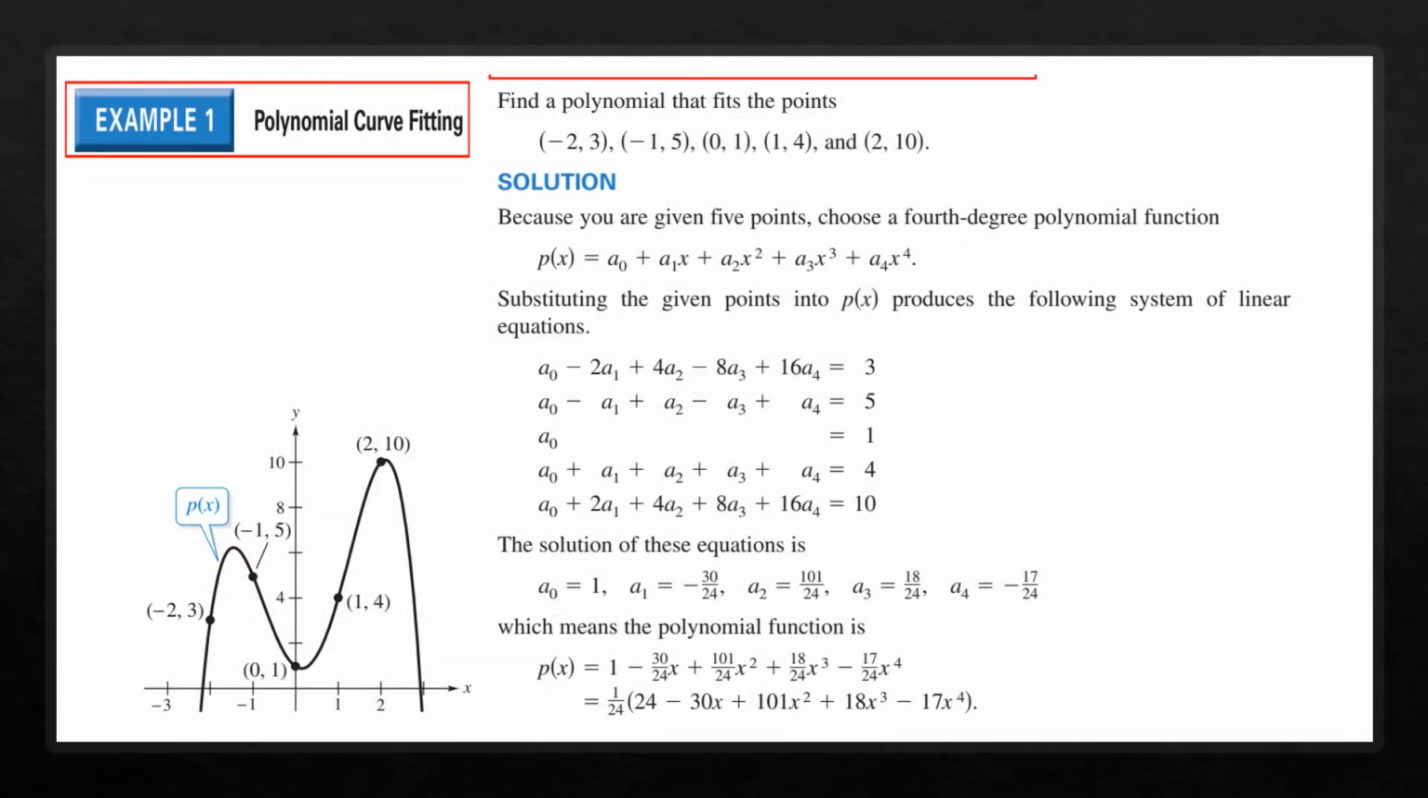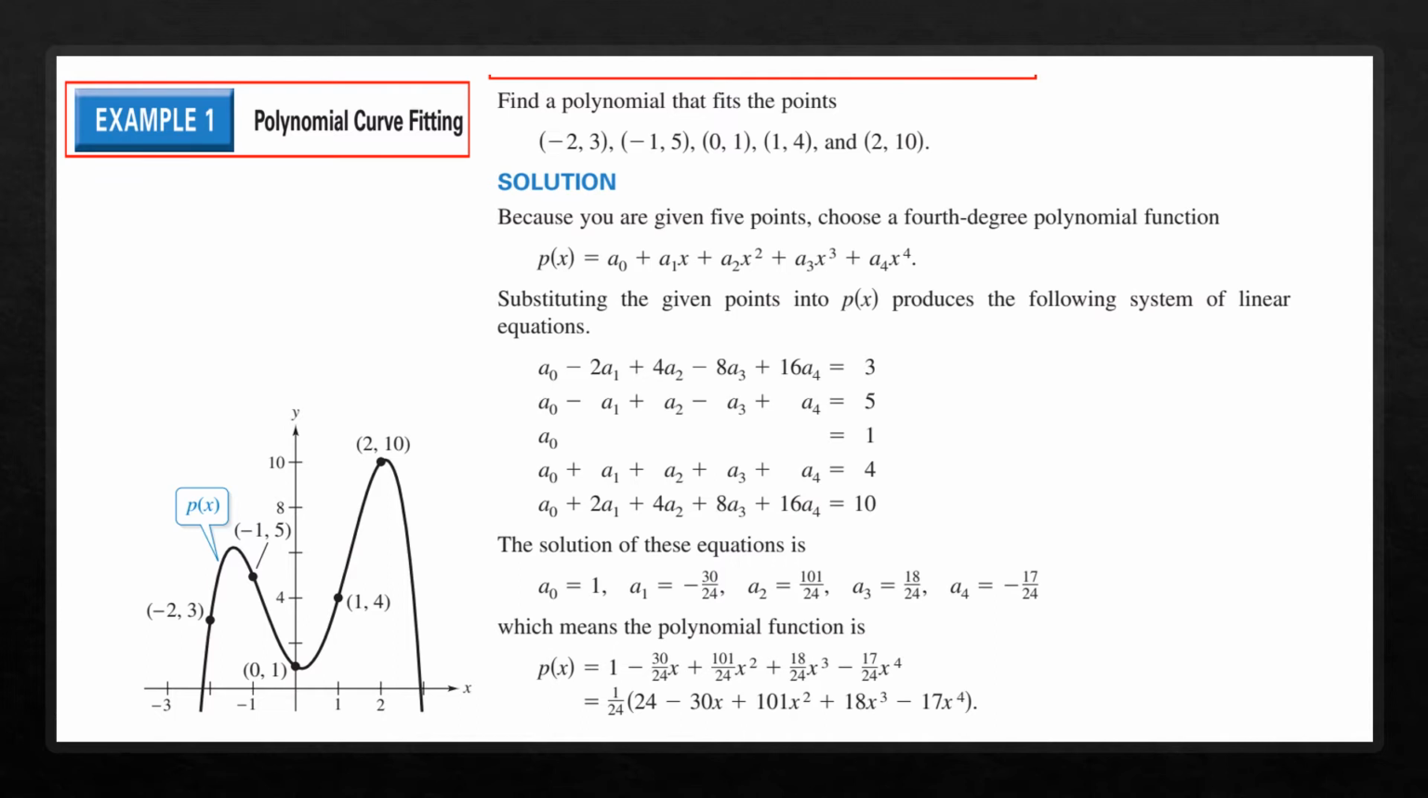In the first example, let us find a polynomial that fits the 5 given points. Since 5 points are given, we can fit a 4th degree polynomial function. If only 2 points are given, we may fit a linear line. If 3 points are given, we may fit a quadratic. Since 5 points are given, we are choosing a 4th degree polynomial.